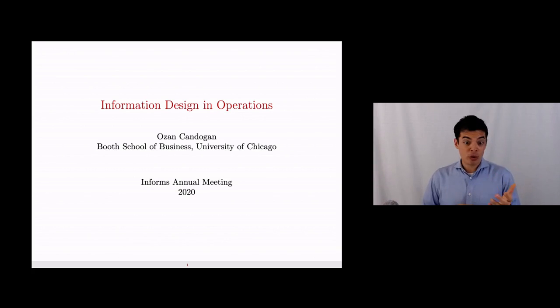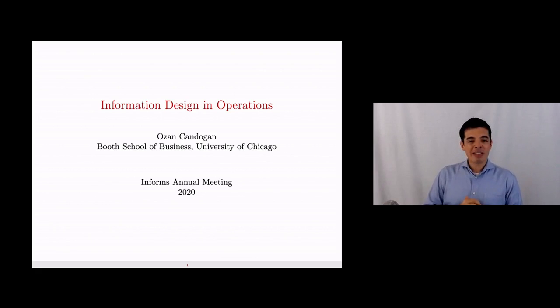For those of you who do not know, information design has been a fast-growing area in economics in the last decade or so, and there have been many beautiful fundamental contributions to the literature recently. And in operations, in the last few years, we have seen many applications of information design as well. In fact, just at INFORMS, I am participating in three different sessions that are titled Information Design in Operations. This suggests that this is a growing area in operations as well.